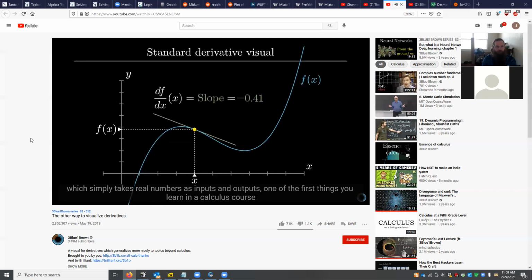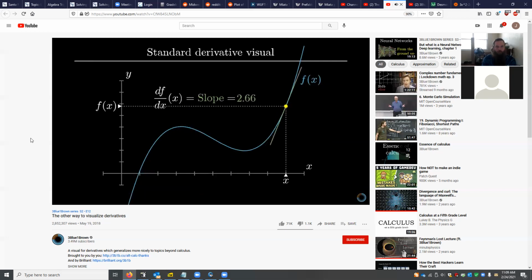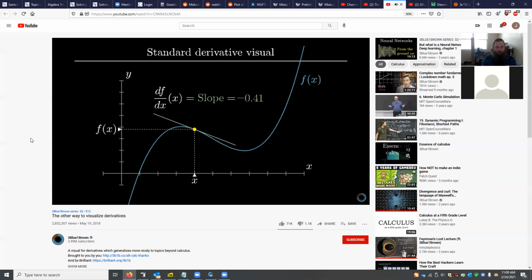If you were to graph a function, which simply takes real numbers as inputs and outputs, one of the first things you learn in a calculus course is that the derivative gives you the slope of this graph, where what we mean by that is that the derivative of the function is a new function, which for every input x returns that slope.